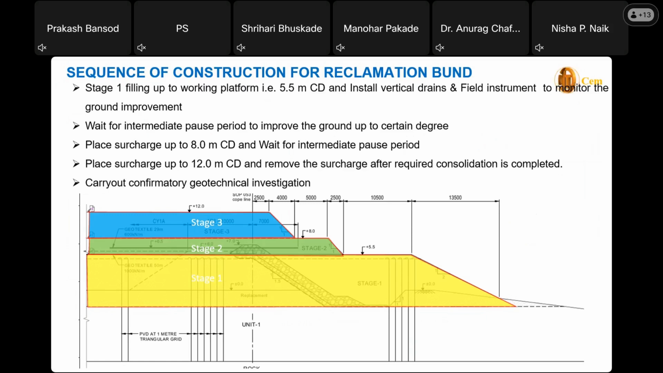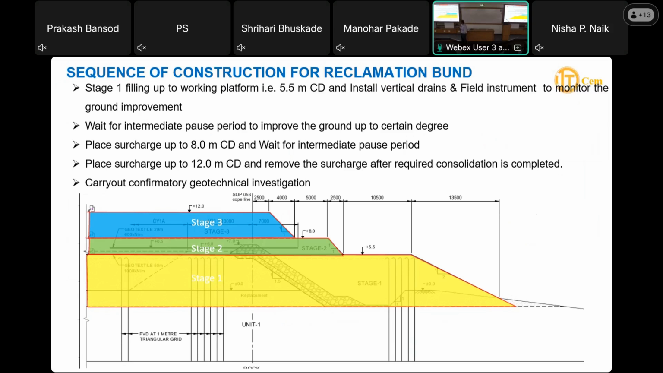And at each stage we are checking the degree of consolidation, because before going from stage 1 to stage 2, we should have adequate strength to take the stage 2 load. But how do you know that it will take? There are two ways. One is that we monitor the instrumentation data, which will give us the degree of consolidation, and from the degree of consolidation, using the theories available, you can get the gain in strength, and from the gain in strength you can calculate what strength is achieved.